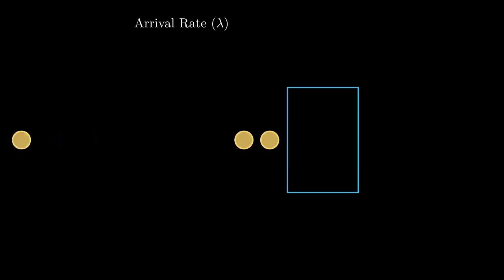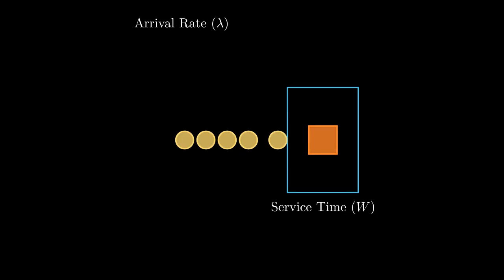The average hides the truth. P95 reveals the experience. Why do your requests queue up? When you send data into a shop, the arrival rate, shown here as lambda, determines how fast customers arrive. Watch as they form a queue outside. Inside, the barista represents your service time, or W, which is how long it takes to process each individual request.